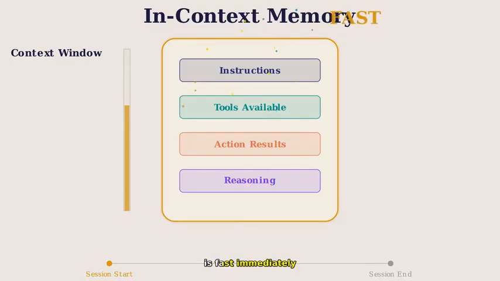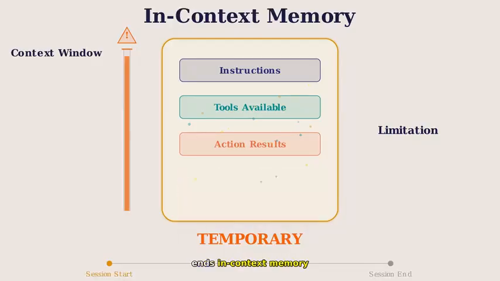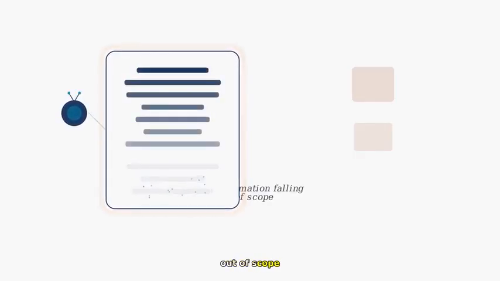In-context memory is fast, immediately accessible, and highly detailed. The model can reference anything in its context window with full precision, but it has a critical limitation. It's temporary. When the session ends, in-context memory is gone, and it's bounded by the context window limit. Once you exceed it, earlier information starts falling out of scope.